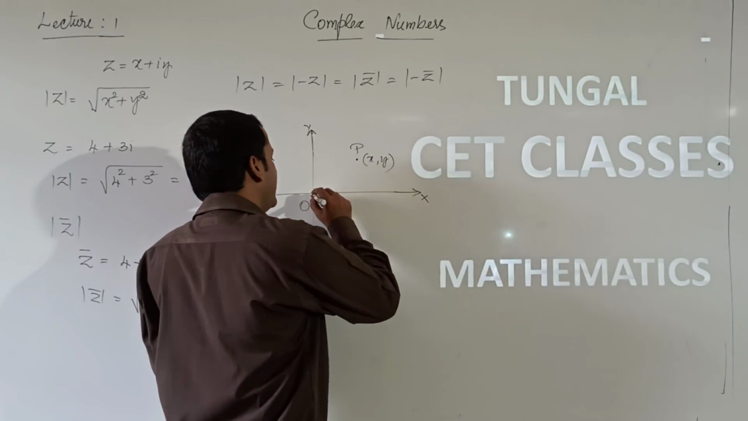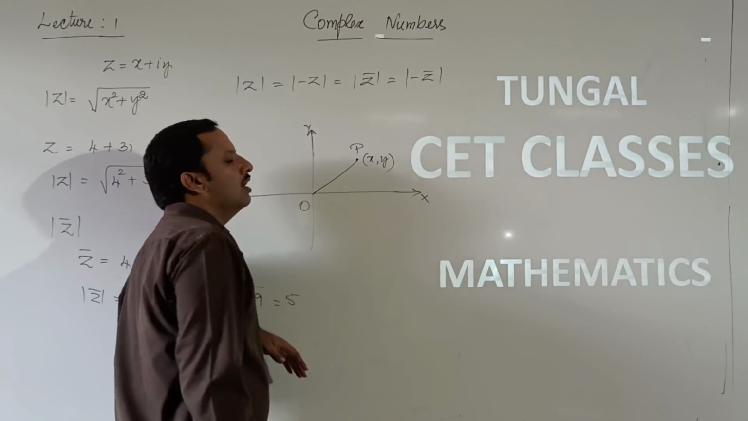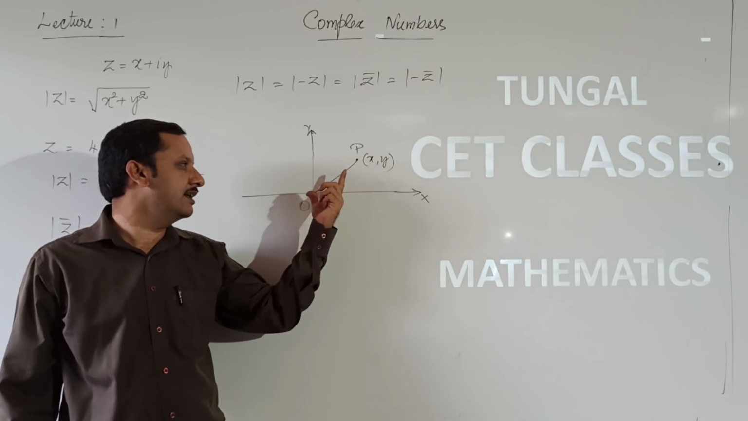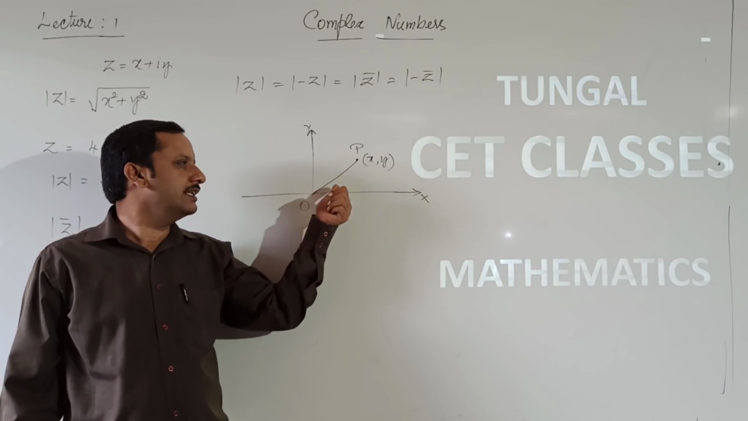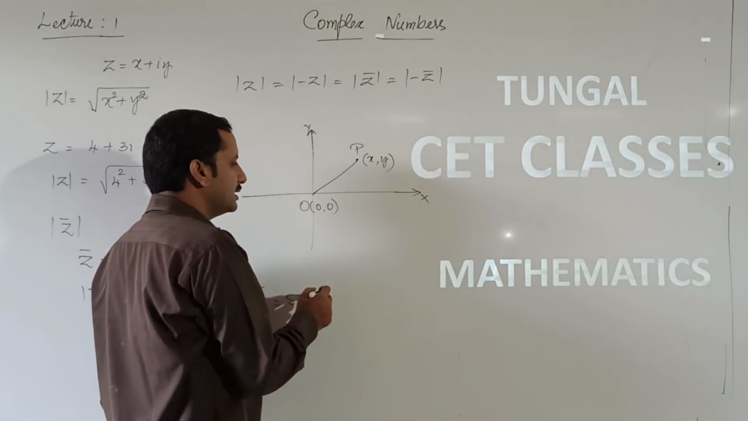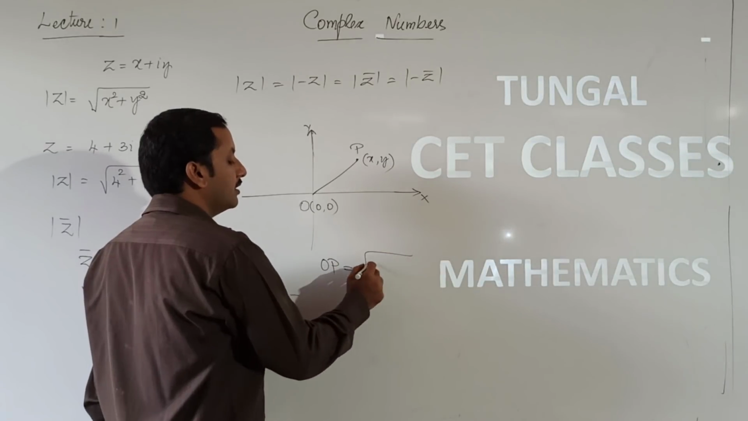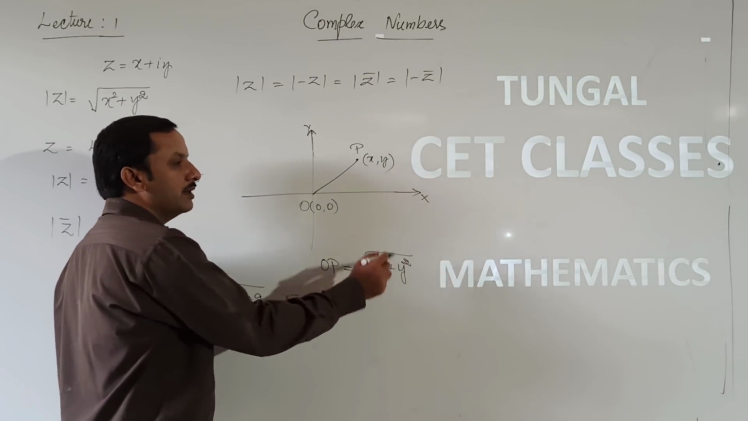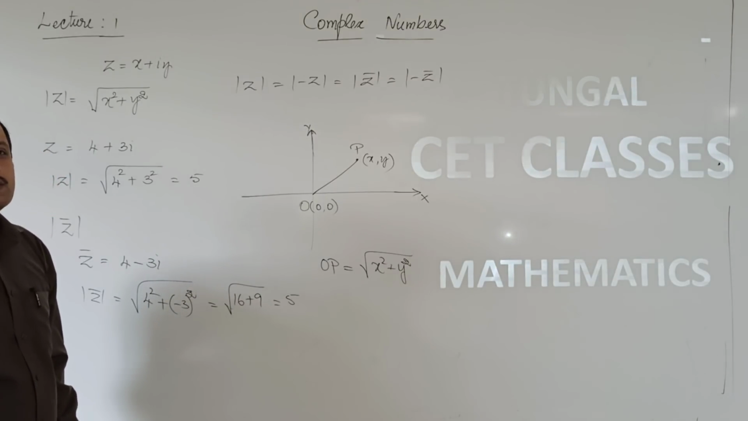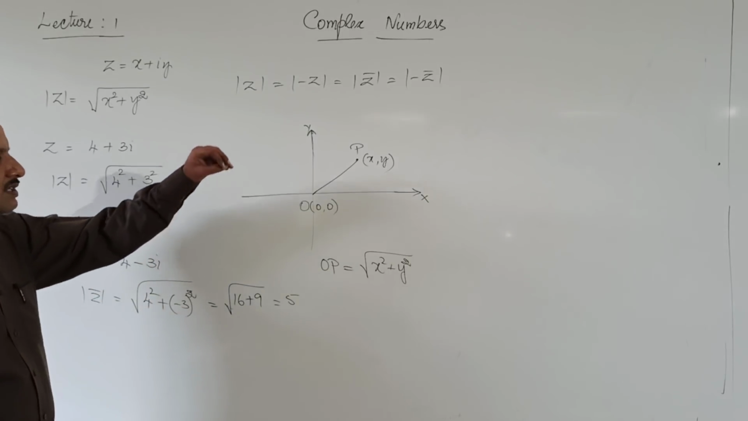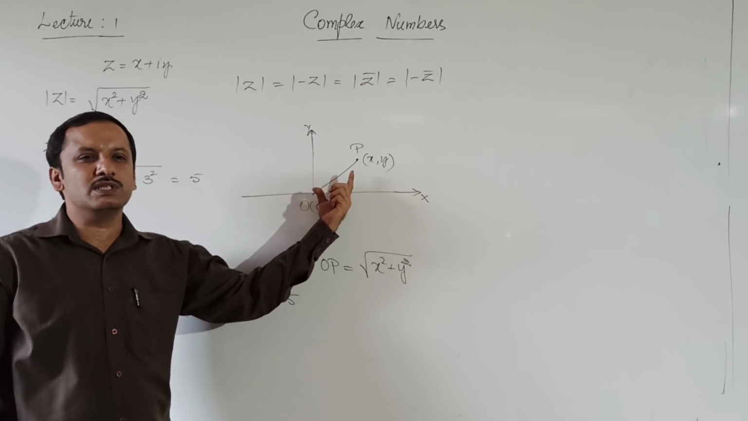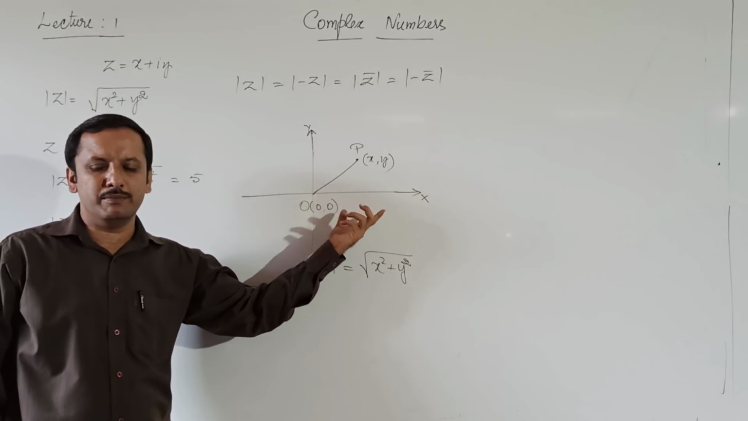Then, this distance OP is called the modulus of z. OP is called the modulus of z. Look at the distance OP. If I use the distance formula, O whose coordinates are (0, 0), OP is nothing but the root of x square plus y square. So geometrically, the modulus of a complex number gives the distance of that complex number, when represented on the plane, from the origin. This distance is the modulus of a complex number.